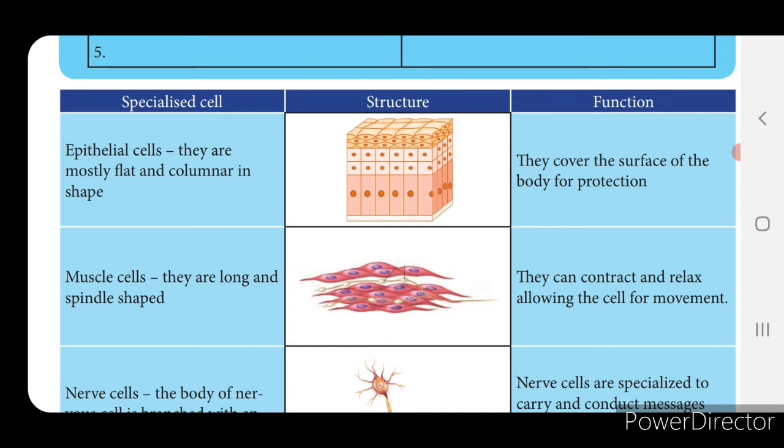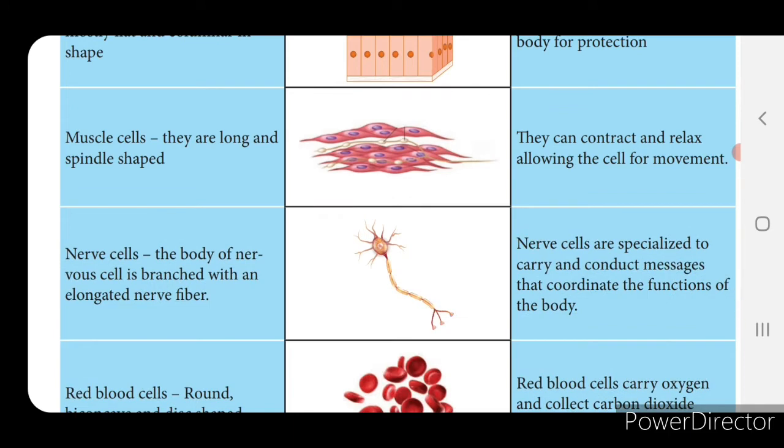Okay children, the next one, nerve cells. The body of a nerve cell is branched with an elongated nerve fiber. It will be like a fiber. Nerve cells are specialized to carry and conduct messages that coordinate the functions of the body. So the main role of the nervous system is to conduct messages.